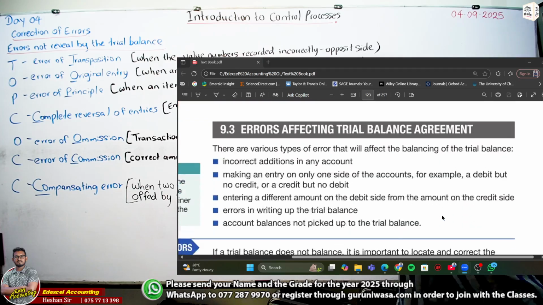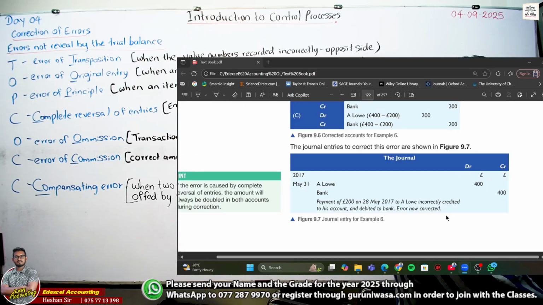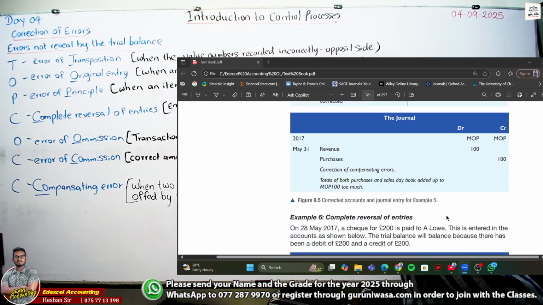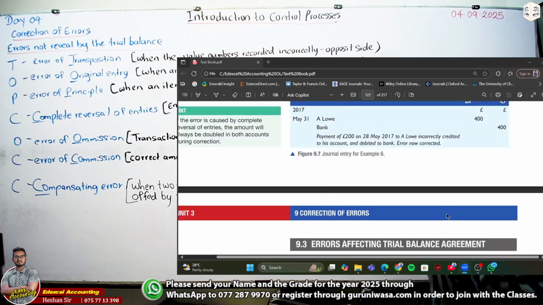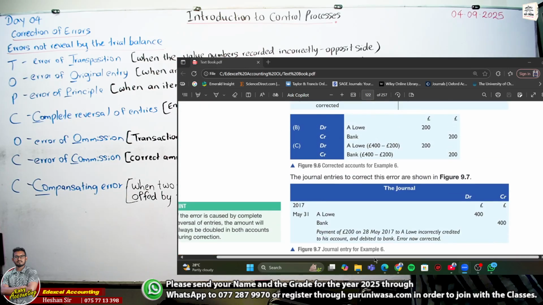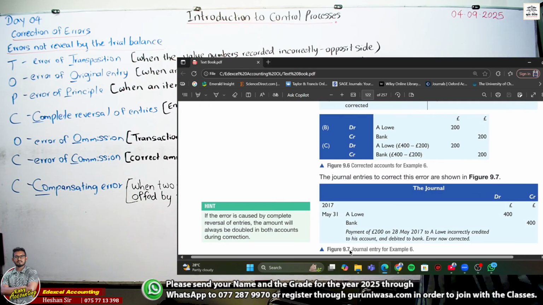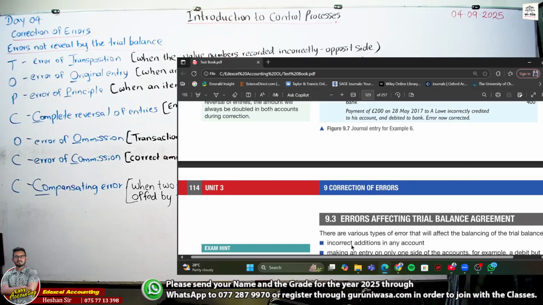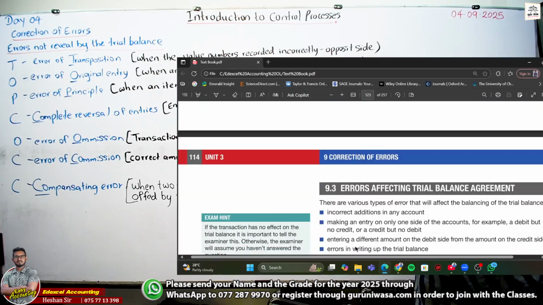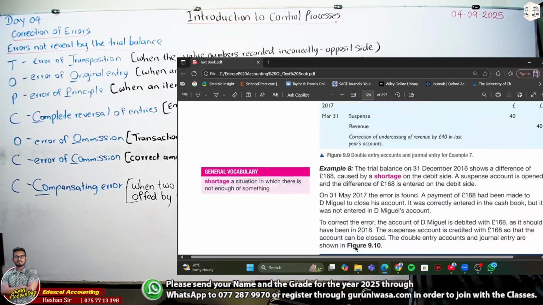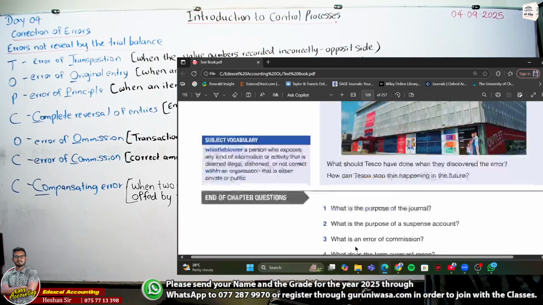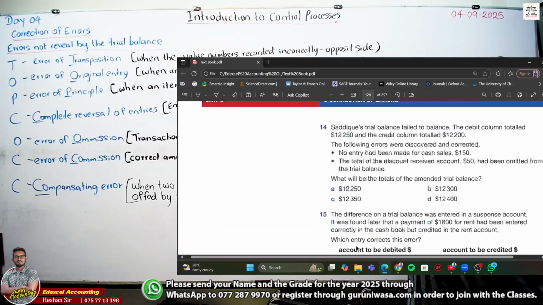So hope you are okay with up to these things. There are examples you can see. If the error is caused by complete reversal only, the amount will always be doubled in both accounts during correction, right? So just remember. Let's do this one on Saturday, then we can finish the lesson.